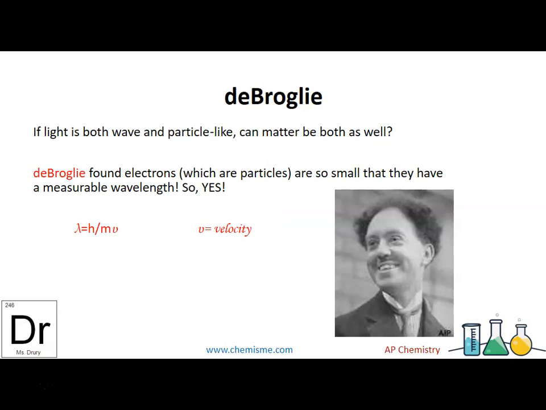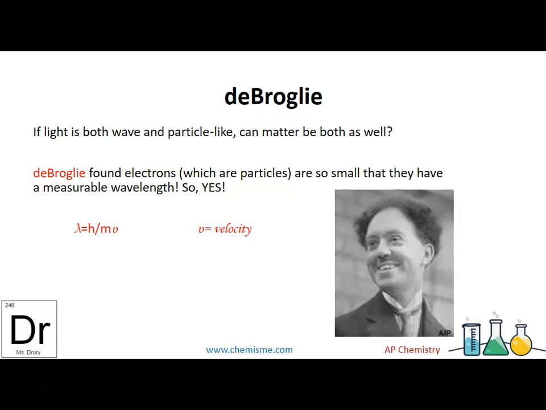De Broglie is another scientist, and he said if light is both wave-like and particle-like, can matter be both as well? So is there a possibility that matter comes in waves? And that is true too. He found that electrons, which are particles because they have a mass, though very insignificant, are so small that they wind up having a measurable wavelength. So yes, they do kind of move in an up-down-like pattern, as we mentioned in the quantum mechanical model.